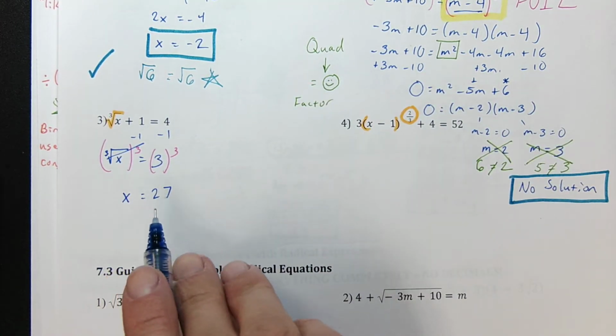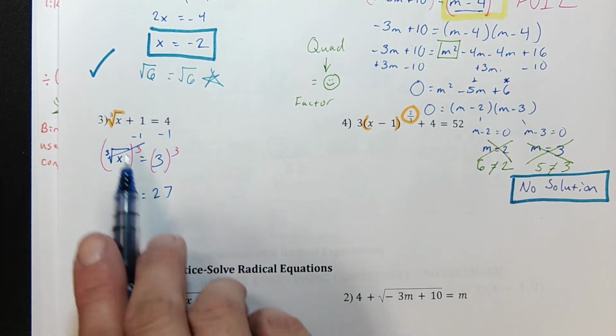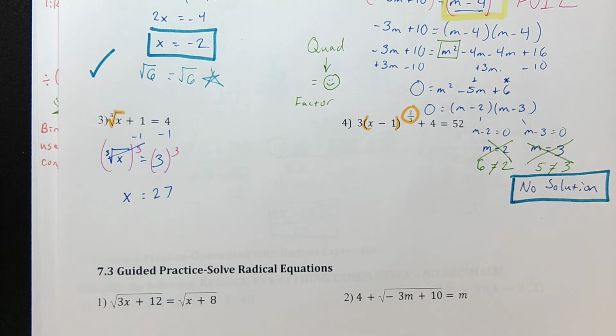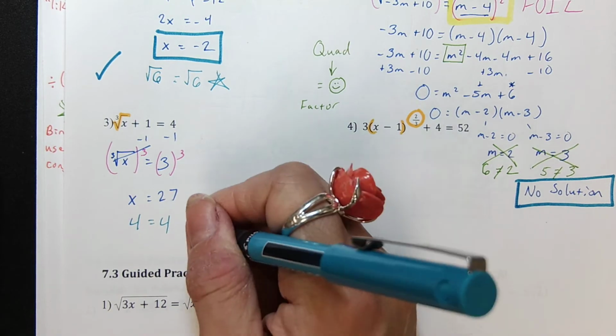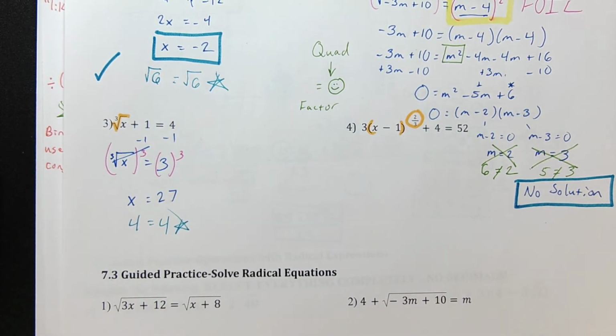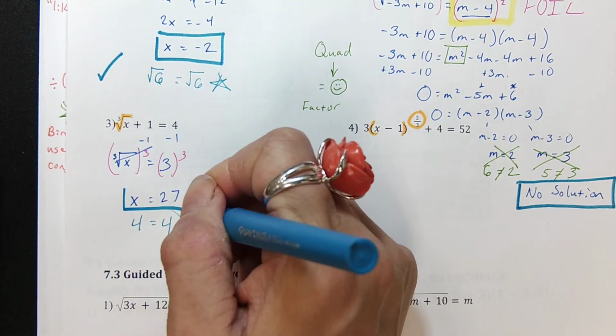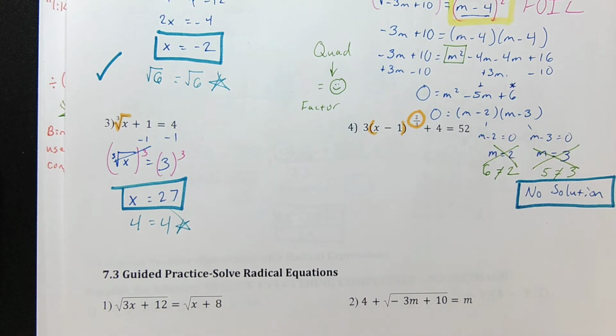Now, we still need to check ourselves by plugging back in. So the cube root of 27 is 3. 3 plus 1 is 4. 4 equals 4 is a true statement. So x equals 27 really is our solution.